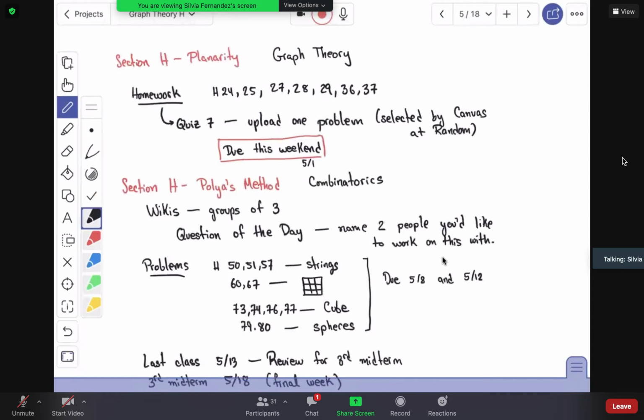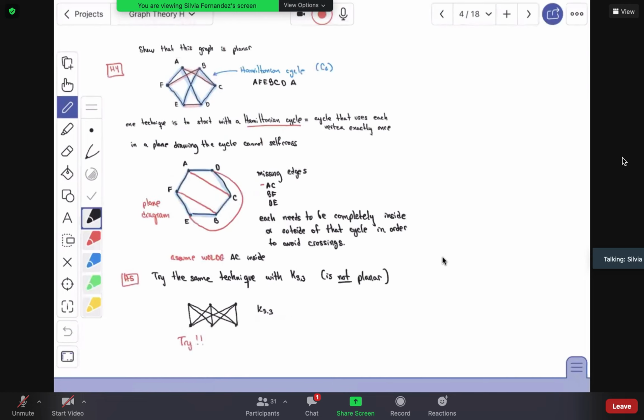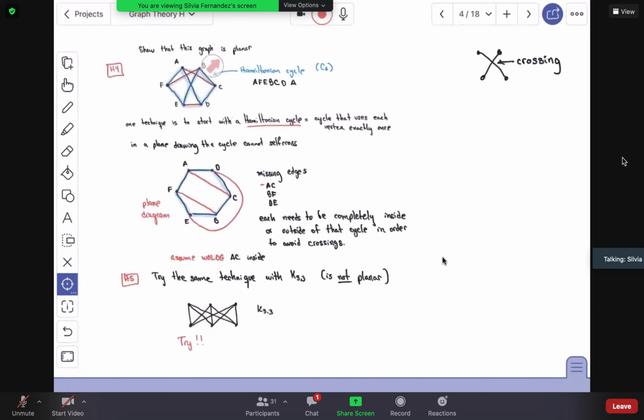Okay, so let me continue with planarity and tell you what we're missing. Last time, let me go back to what we had last time. We defined a planar graph as a graph that can be drawn without any crossings. Remember that a crossing is just something like this, right? So that's a crossing. So a planar graph is something that you can draw without that. For instance, this graph that we had last time has crossings, but it is planar because we can draw an isomorphic copy of it with no crossings.